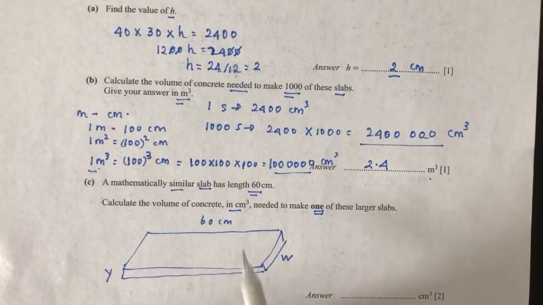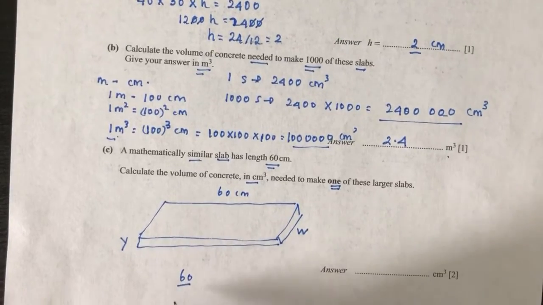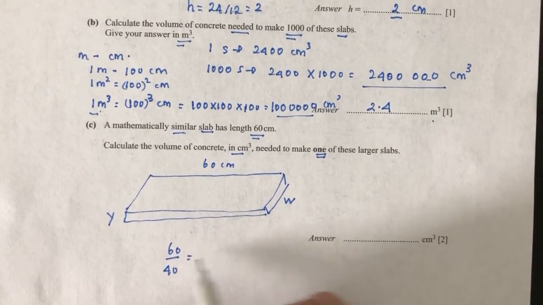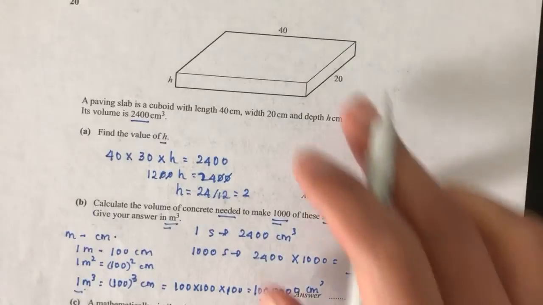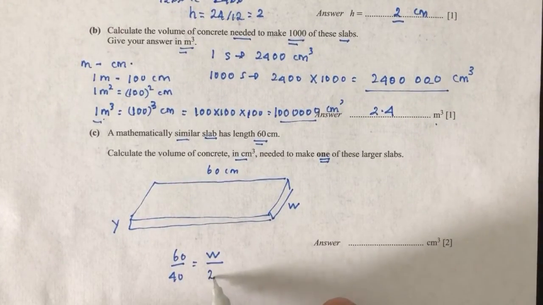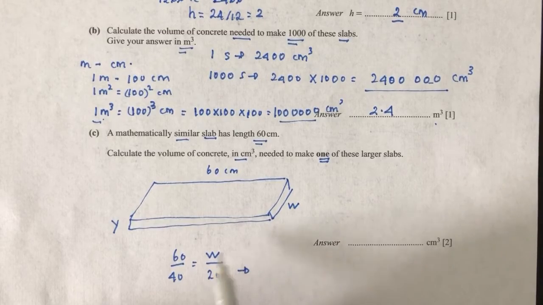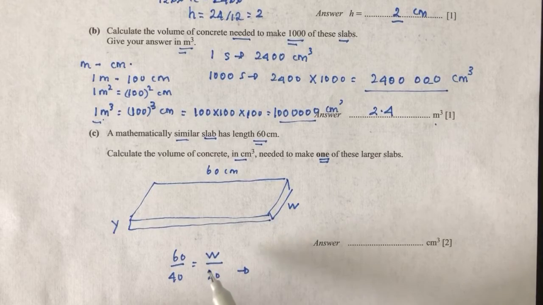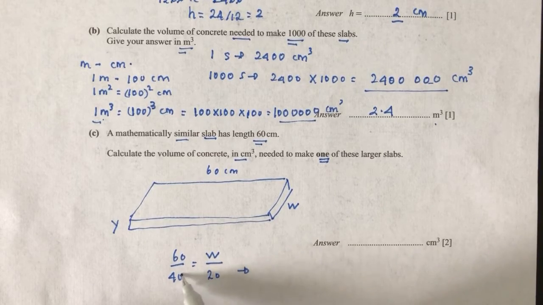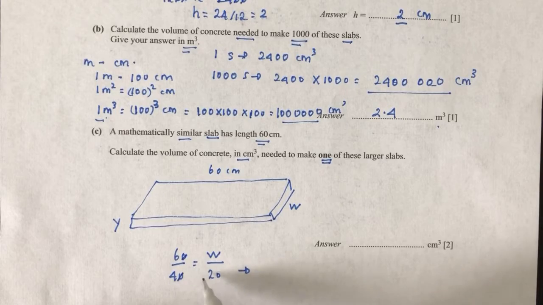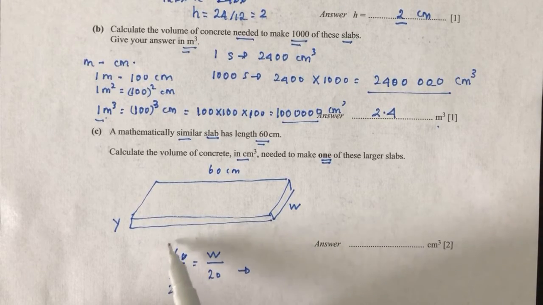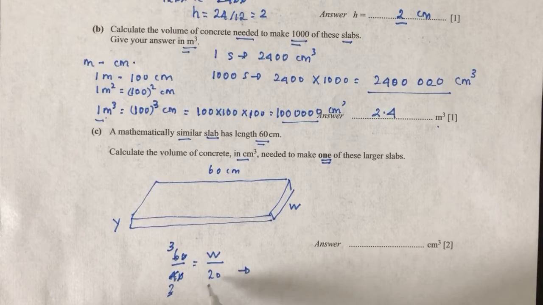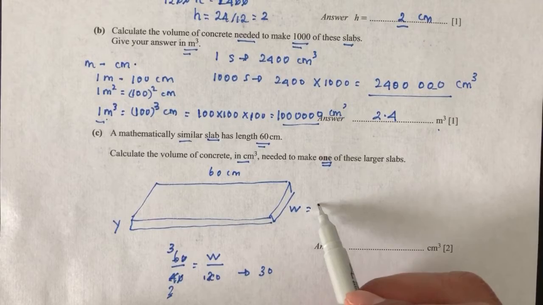So let's do that. The length here is 60, divided by the length here, 40, is equal to the width here divided by the width 20. So here we can find the value of W. We have to cross multiply. We have to go to divided by 2, we have 3 and 2, 1. So 10 times 3 will be 30. That's the value of the width.